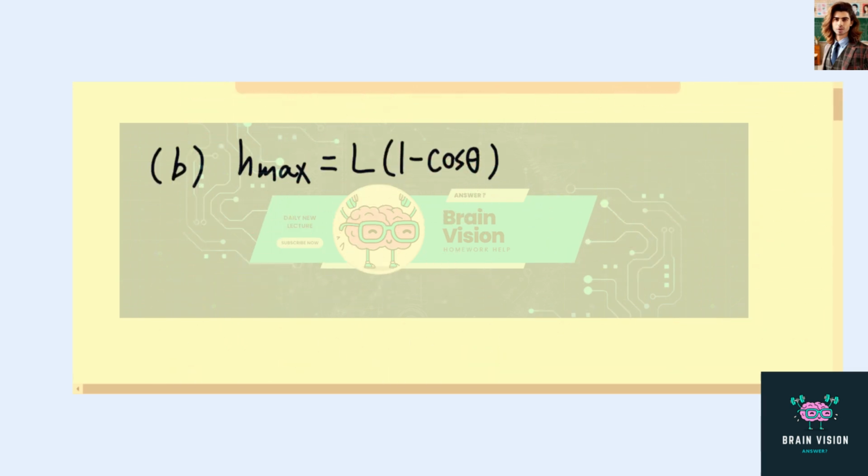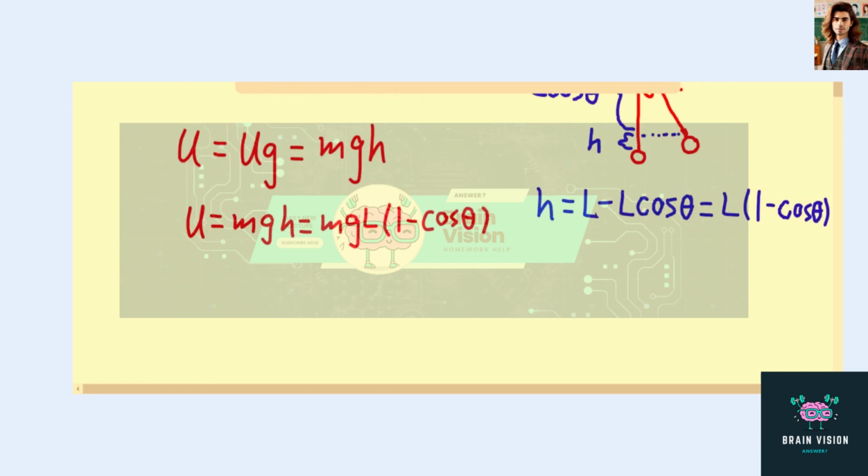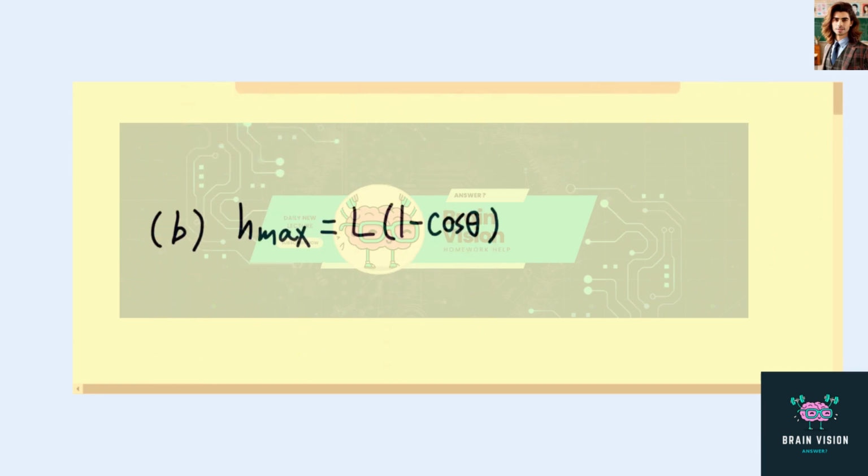For the next question, we already have the maximum height. The maximum height is simply equal to L times 1 minus cosine theta, because at that point the potential energy is at its maximum level, and that's why it can be equal to the total energy of the system.